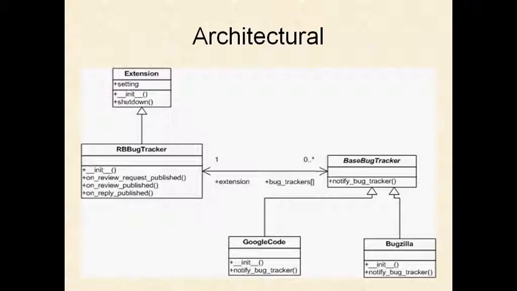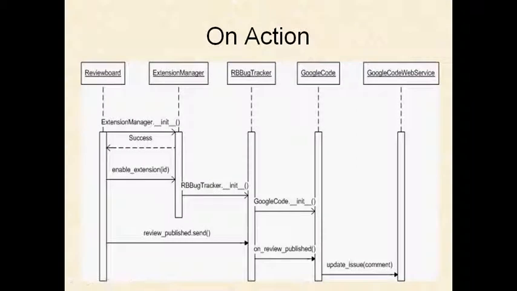What it needs to know is that there's a method that provides the service to notify the bug checker. That's enough. This is what happens in action. Reviewboard first goes through a sequence of instantiation. After the instantiation, if some event is fired, the event handler method is called, and the extension is going to call the external API to post a comment on the bug checker.